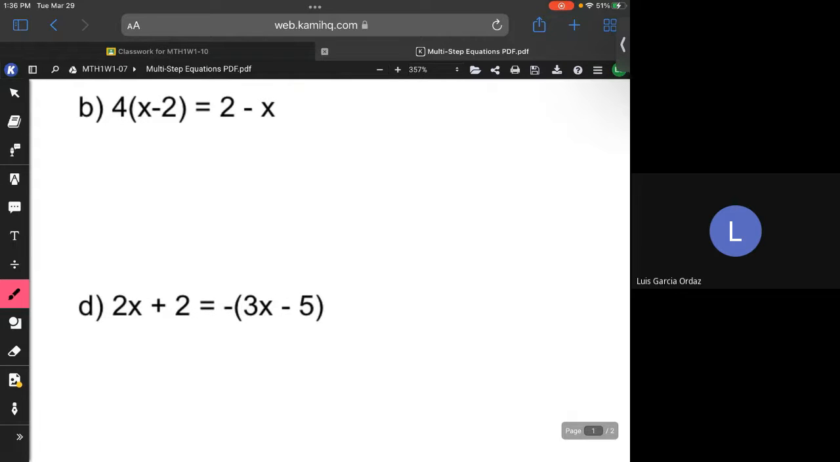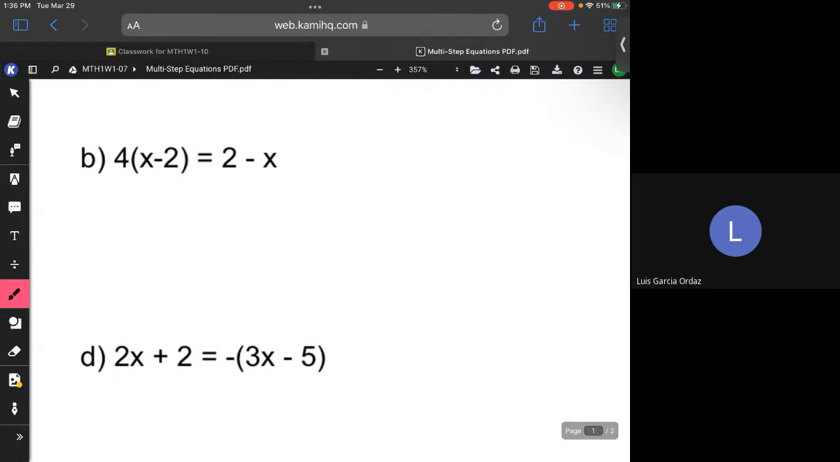So the next one, we have 4 times x minus 2 is equal to 2 minus x. So this one's simpler than the one we just did. So what do we do first? Kareem? Do inside the brackets. Okay, so what do we do with the 4? You distribute it.